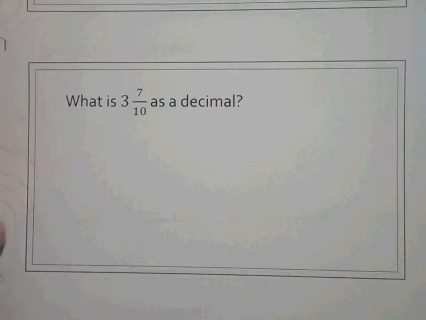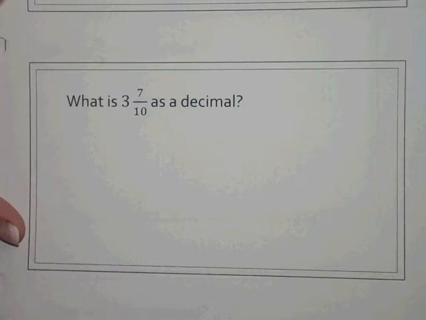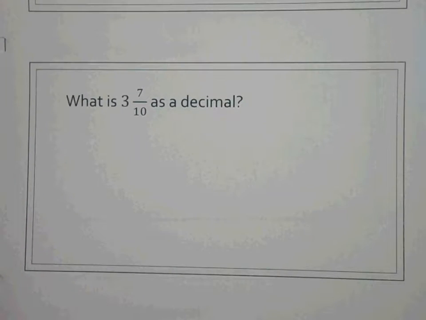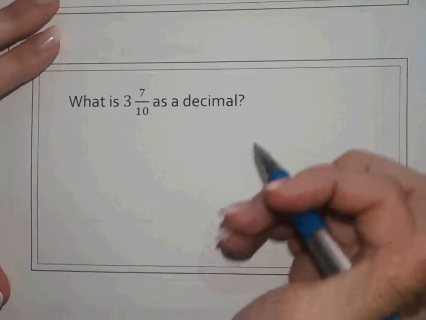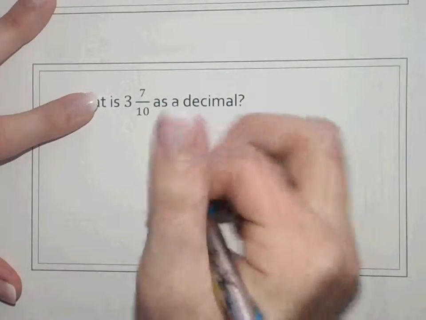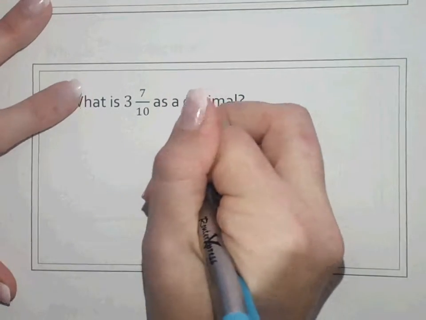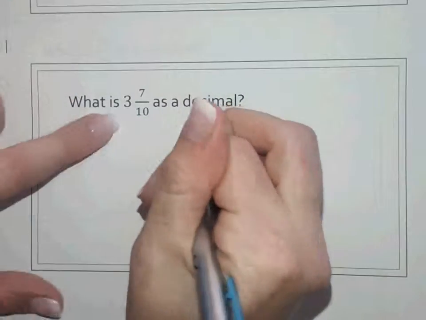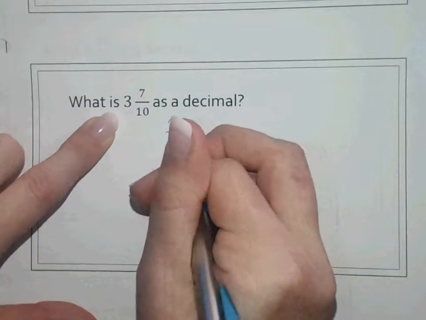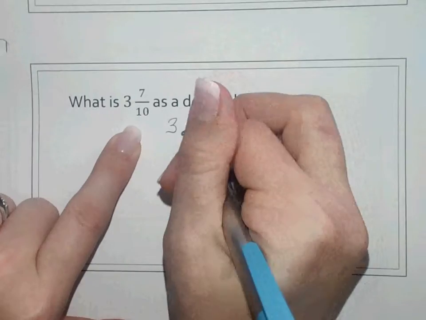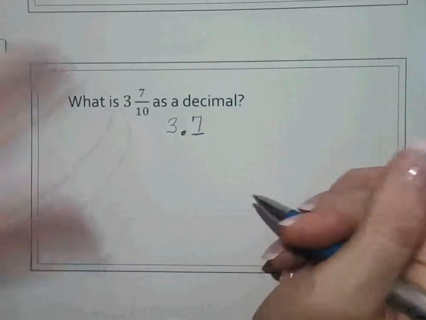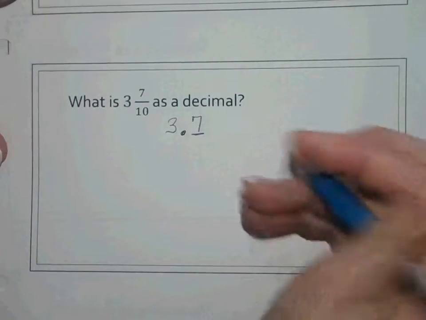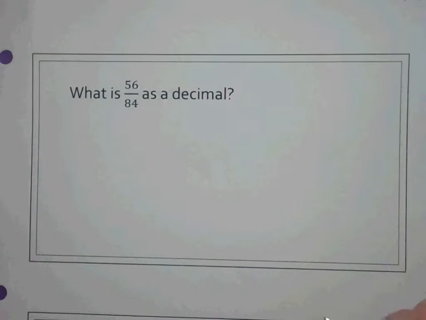So our first type of question is, what is 3 7/10 as a decimal? Now this may seem easy to you guys, and that's great. But you've got 3 7/10. Remember, any decimal, the first place is the tenths place. So this is your whole number. It goes before the decimal. And 7/10, the 7 goes here. Okay, so this one is pretty easy. It's just 3.7.